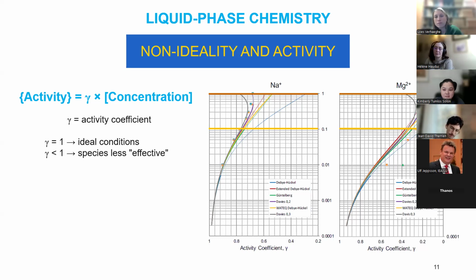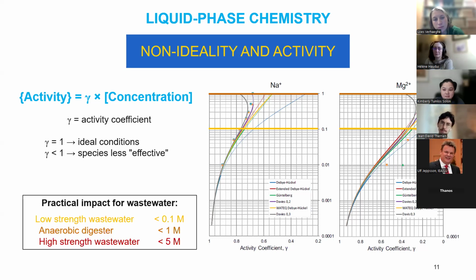So why is this important? Why does this matter? It has a very high implication for wastewater. Low strength wastewater, what is low strength wastewater? It's the common domestic wastewater. Domestic wastewater is usually up to 0.1 molar.